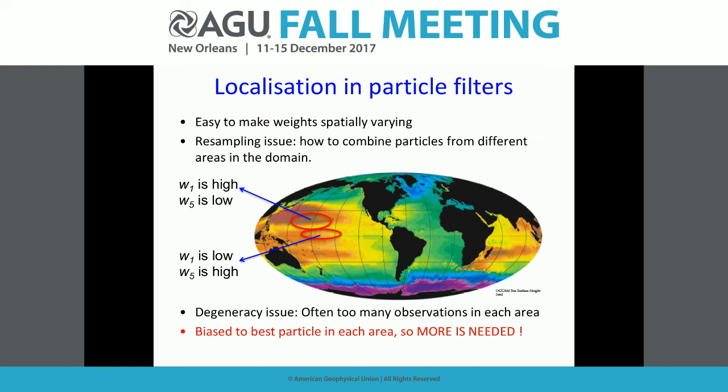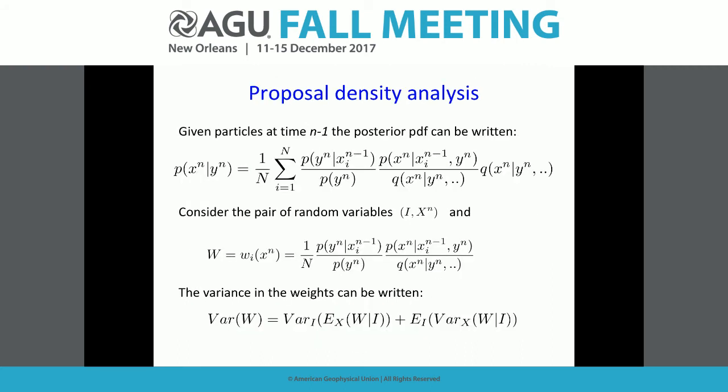And the other big problem with localization is that typically, in ocean and atmospheric applications, we have a lot of observations in each of these areas. So even if you do local weighting, the weights will still be degenerate. So there will be one particle with the highest weight. So again, we have this bias, and localization is not really going to solve the problem, at least not on its own.